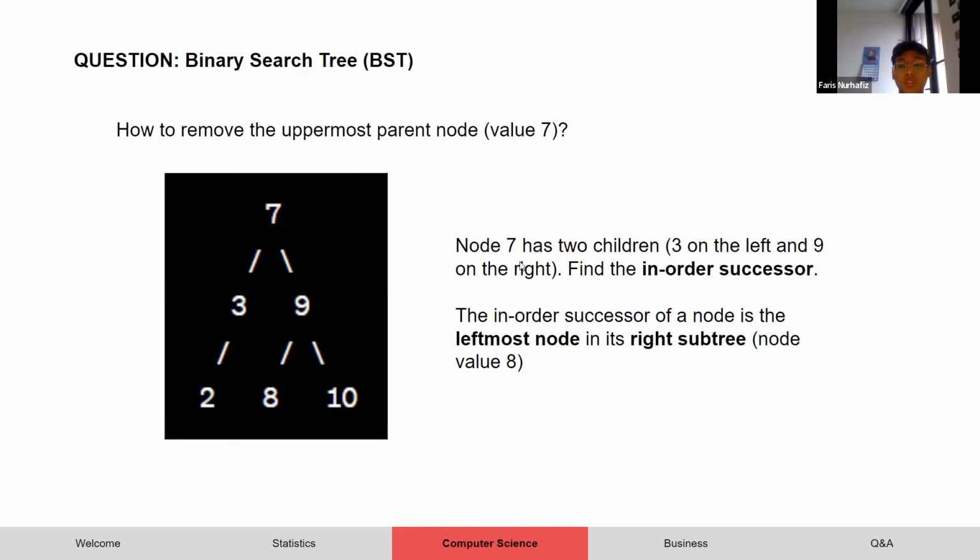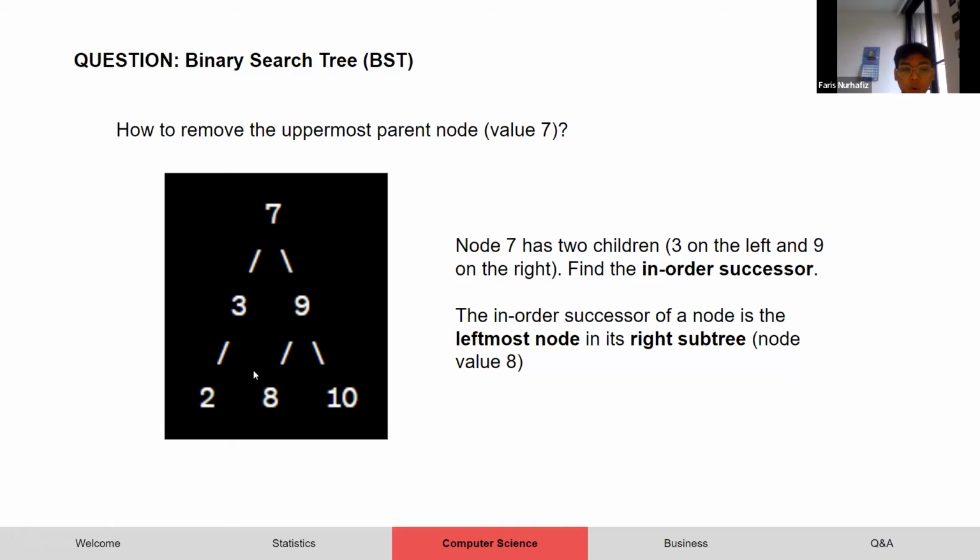So what we want to do is to find the in-order successor. In other words, it's basically the next bigger value after 7. And we can see in this tree in particular, the next bigger value is 8. So 8 is the in-order successor. In a more systematic way, to find the in-order successor, we look at the right subtree and take the leftmost node.